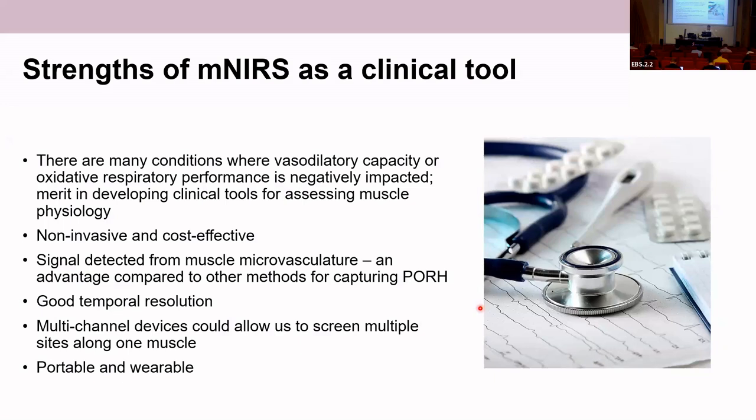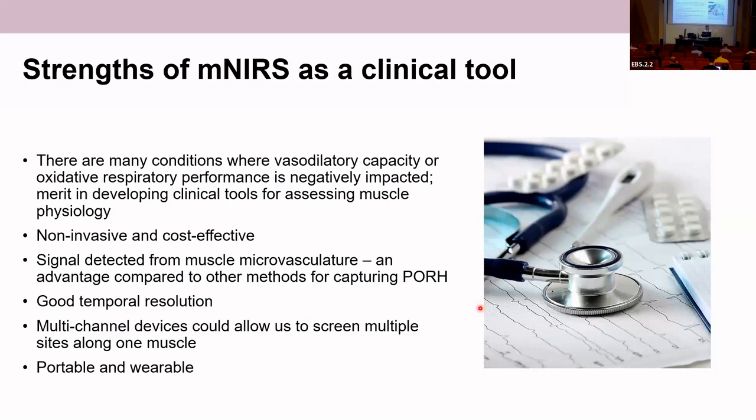The signals are detected from the muscle microvasculature, which I think is a big advantage, especially within the reactive hyperemia measure, because often when people look at reactive hyperemia, they can use tools, venous occlusion plethysmography is the famous one, but you're just getting the whole change in the lower limb. You're not really specifying where the signal's coming from. And the same with laser Doppler, you're really only looking at the skin, you're not looking right into the muscle.